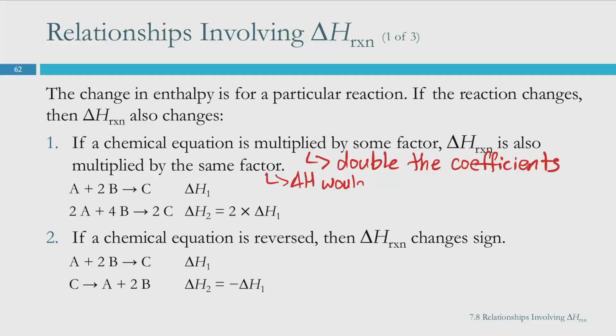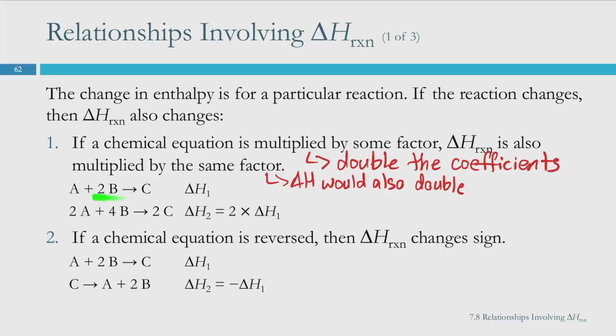So our delta H would also double. And it doesn't have to be nice, neat doubling or halving. It can be any factor that we want to put in front of it. Usually it's going to be something like multiply by 2 or 3 or divide by 2 or 3.